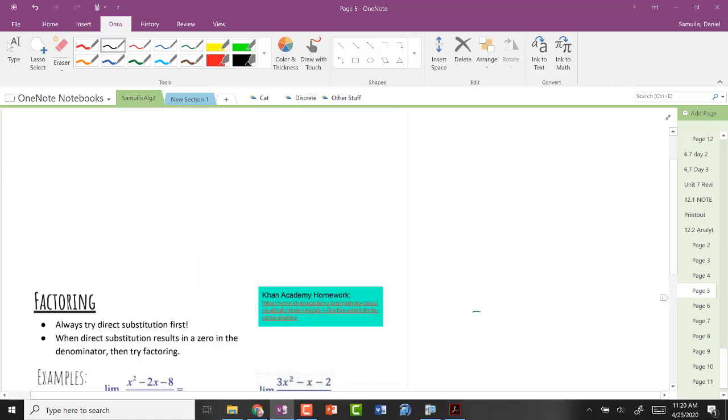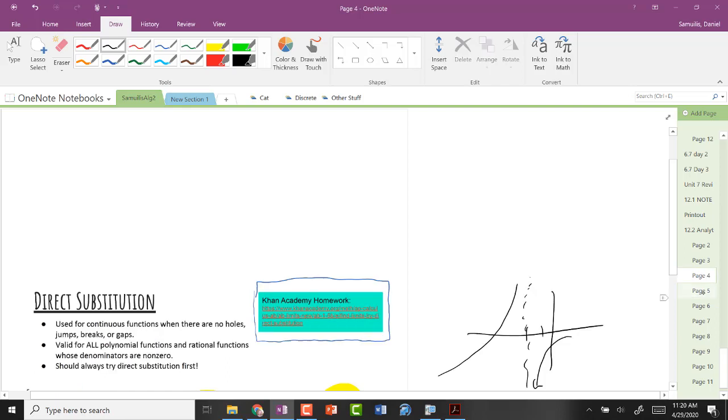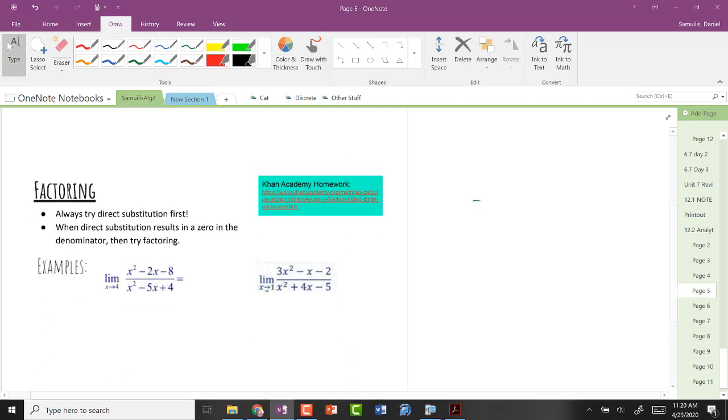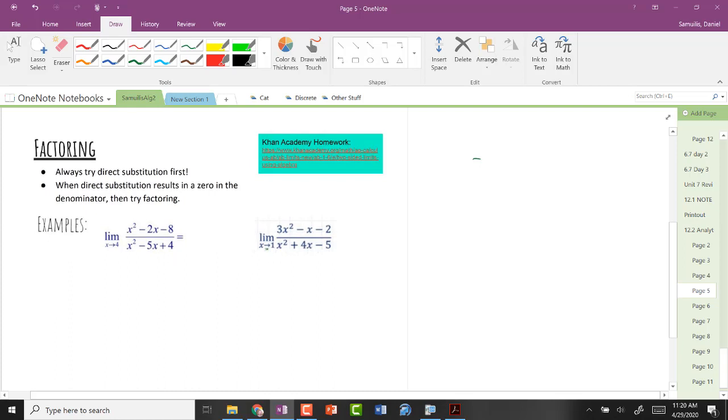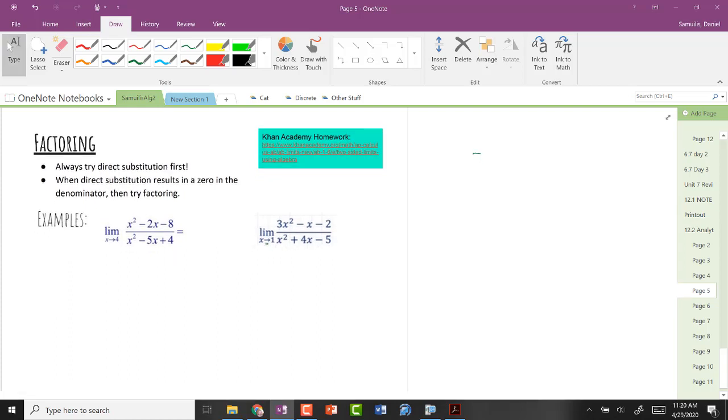problem. What if direct substitution doesn't work? If direct substitution doesn't work, then we can try a variety of different things. First off, factoring. Okay, but always try direct substitution first. So if I use direct substitution in this problem, because we're going to try it, I have 4 squared, which is 16, minus 2 times 4, which is 8, minus 8, over 4 squared, which is 16, minus 20 plus 4. I get 0 over 0.